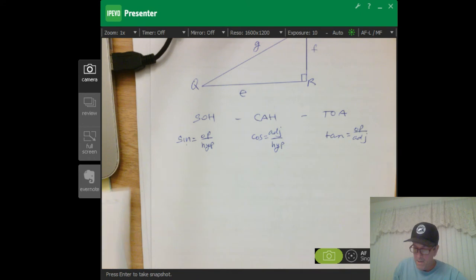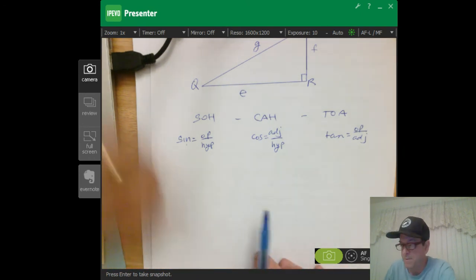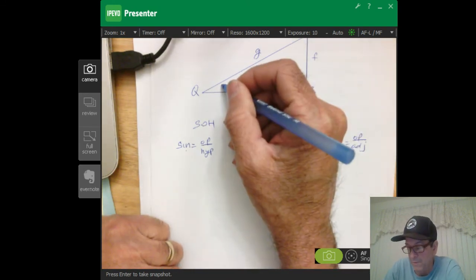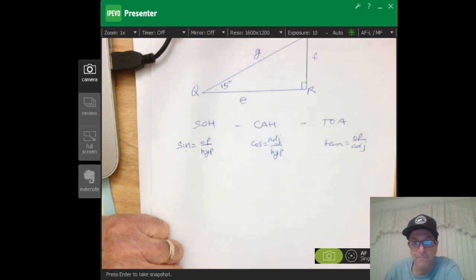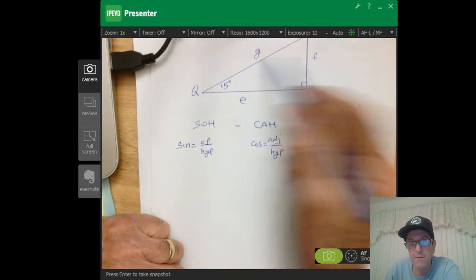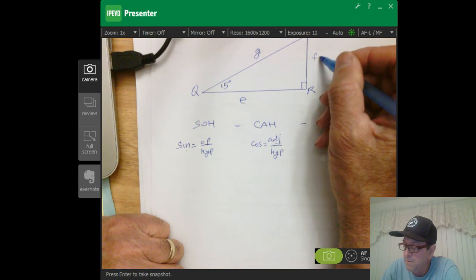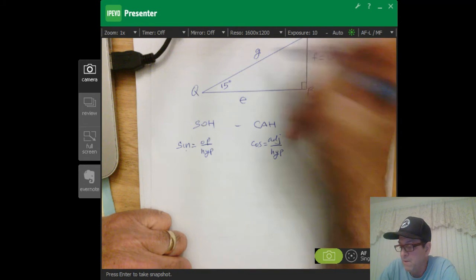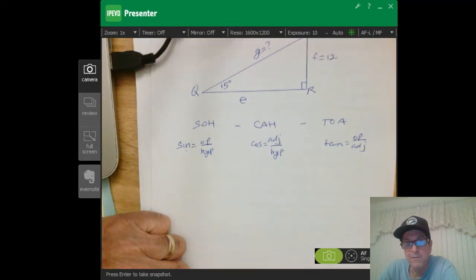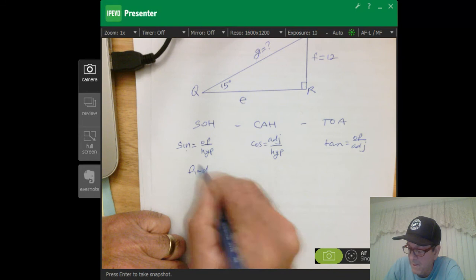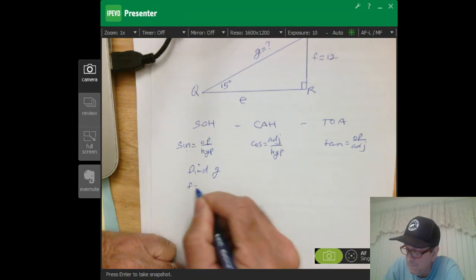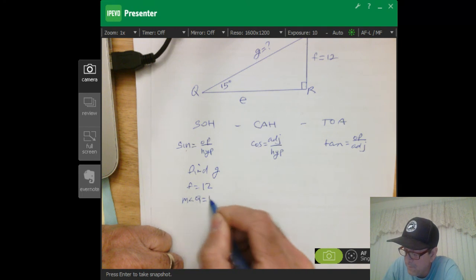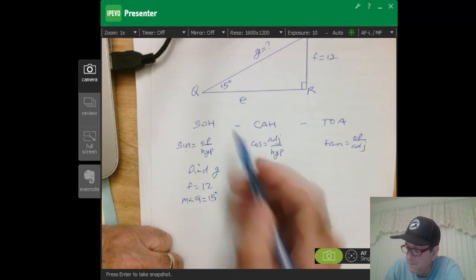Okay, now let's do another problem. In this case, we can use the same number. Let's use 15 degrees for our angle. But we're going to change this up a little bit. So we're going to say that F is equal to 12, and we're going to try to find out what G is. So find G, F equals 12, and measure angle Q equals 15 degrees.